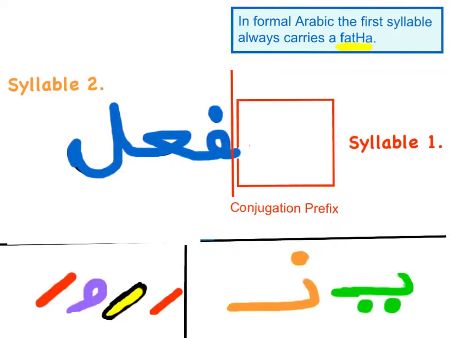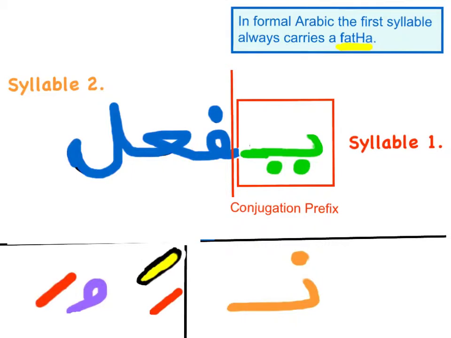So let's take a look at Form 1. As you can see, it has 2 syllables. The first syllable has the conjugating prefix such as ya, and it also always starts with a fatha. The first syllable has a fatha.